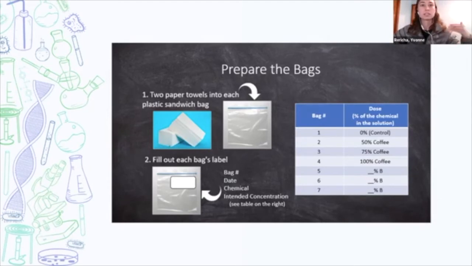The next step is just to prepare the actual bags and treatments. So 2 paper towels get folded up and go into each sandwich bag, and the appropriate labels get put onto them to match up to all of the treatments that they'll be making. And then we go through the process of walking them through how to actually make their chemical treatments.